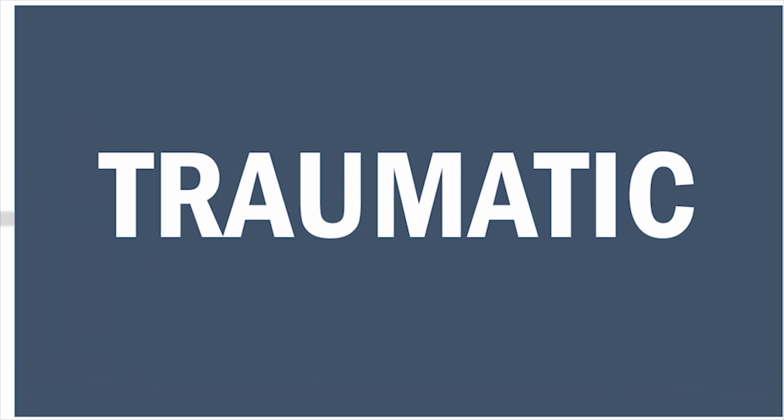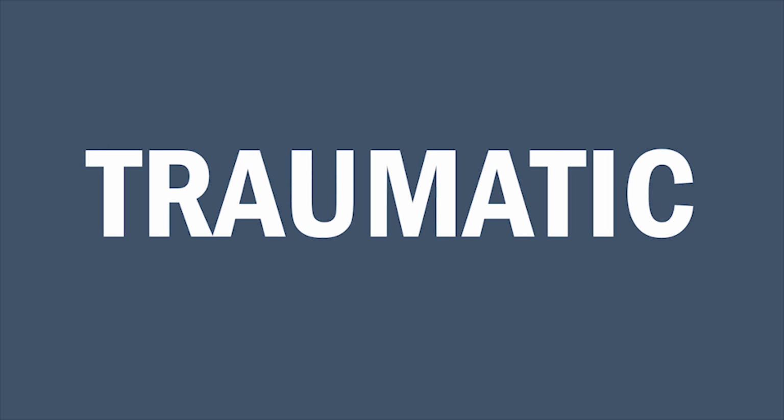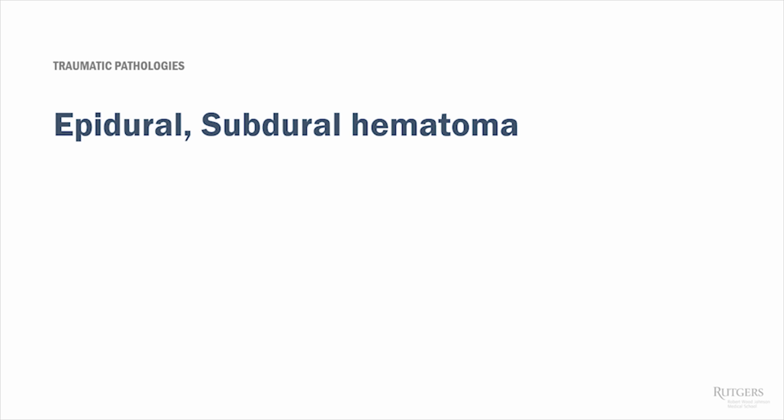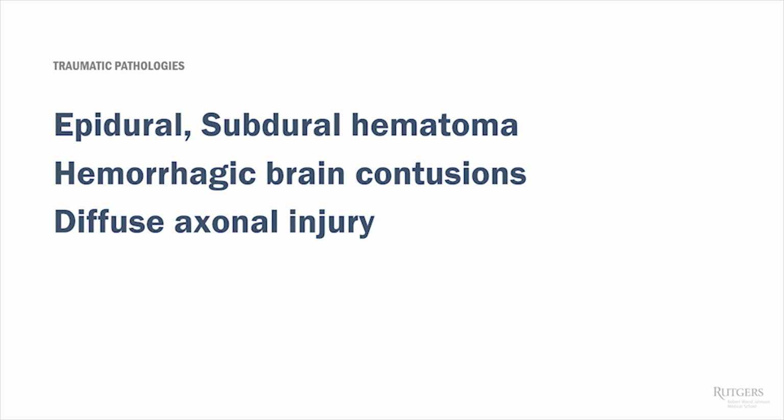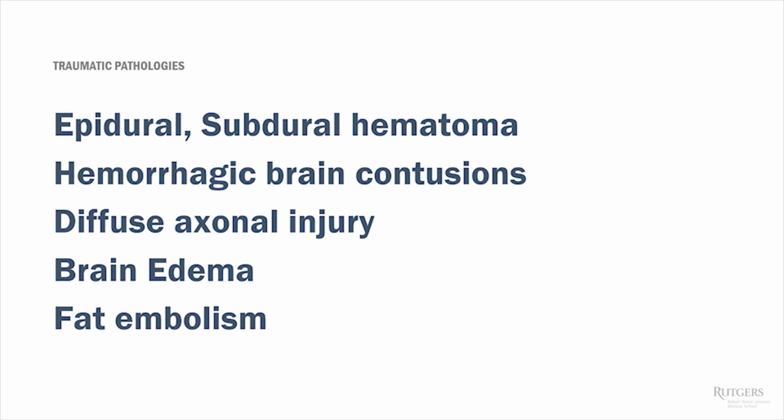Traumatic injury is next. There's usually no mystery about the diagnosis here. Post-traumatic coma is usually caused by extraaxial hemorrhages, such as an epidural hemorrhage or a subdural hemorrhage, but also by hemorrhagic brain contusions, diffuse axonal injury, brain edema, and fat embolism with long bone fractures. So let's take a look at some examples. Here's a non-contrast CT, axial cut, at the level of the basal ganglia. So what are the abnormalities here? Well, there's a big lens-shaped hyperdensity outside the brain in the epidural space.